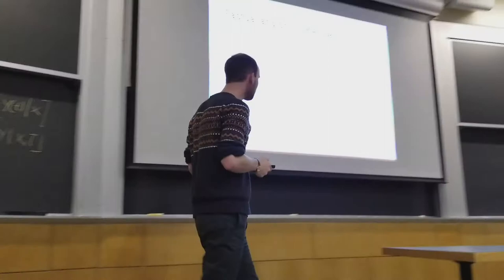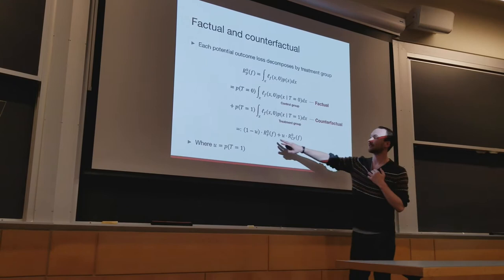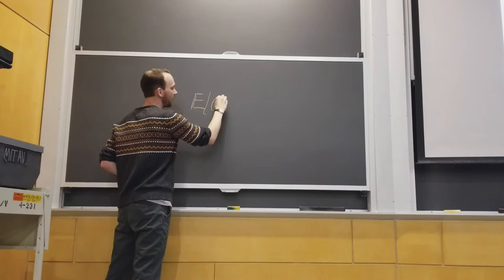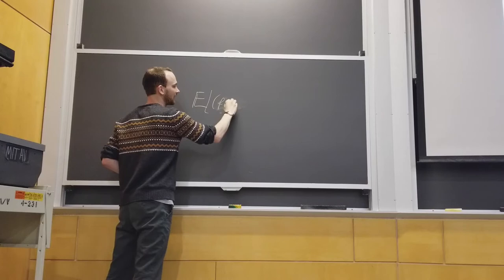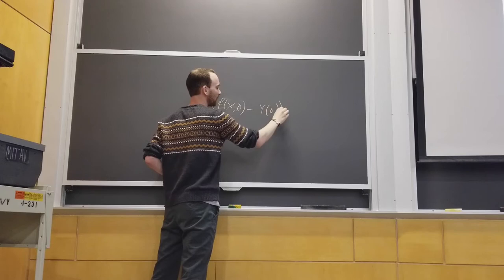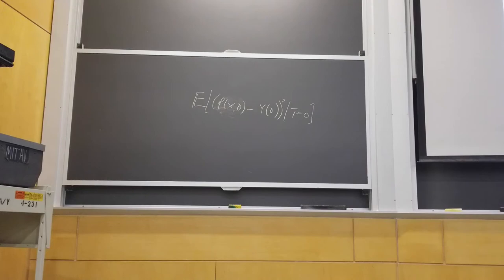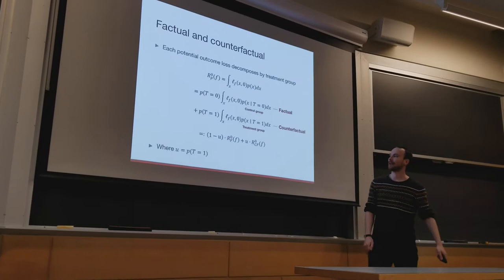So, what do we end up with? We have these two terms now. So the risk under the factual, this is interesting. This is the risk, the expected loss in predicting the control outcome for controls. And this, of course, we do have. We have access to this because anyone in the control group, we can see what was the prediction like and what was the truth like, and we can get an estimate for this thing using standard Monte Carlo sampling. This thing, though, we're going to have to think a little bit about how to treat.